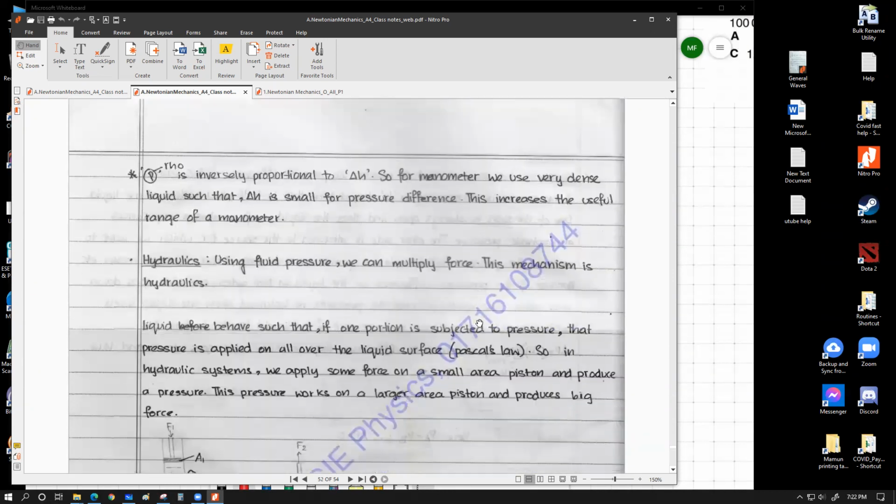Here, notice one thing: delta H is inversely proportional to rho. So for a manometer we use a very dense liquid such that delta H is small for a given pressure difference. This increases the useful range of the manometer.